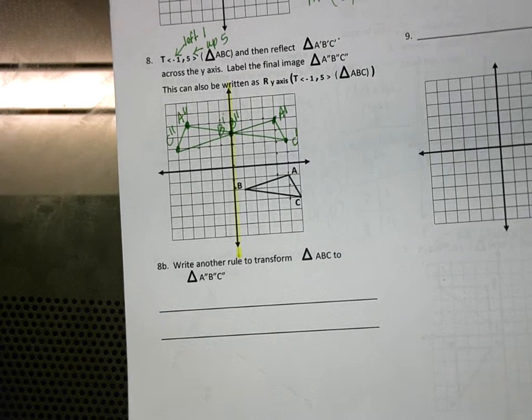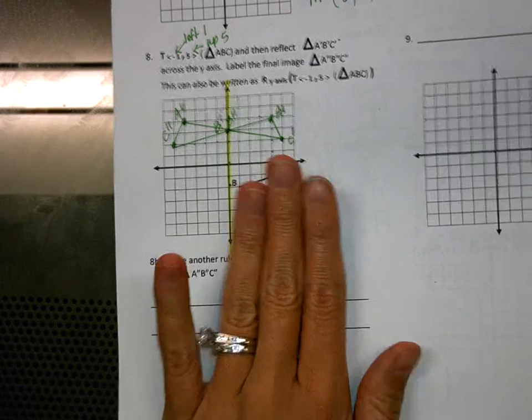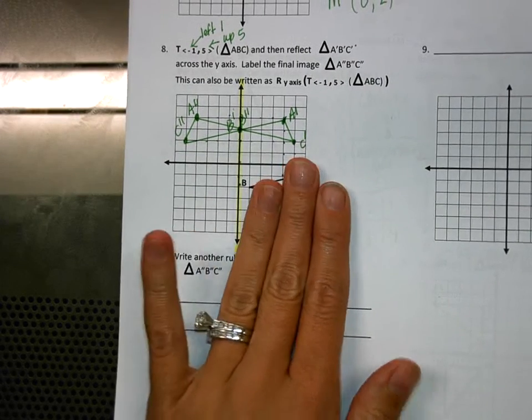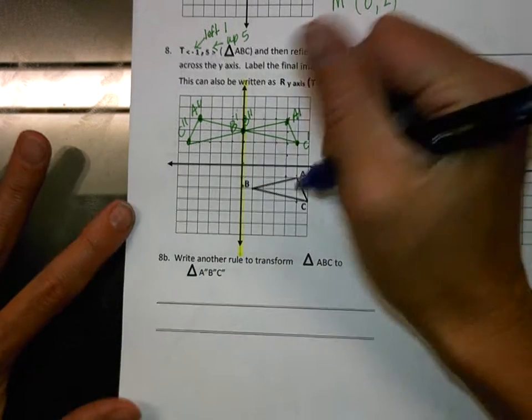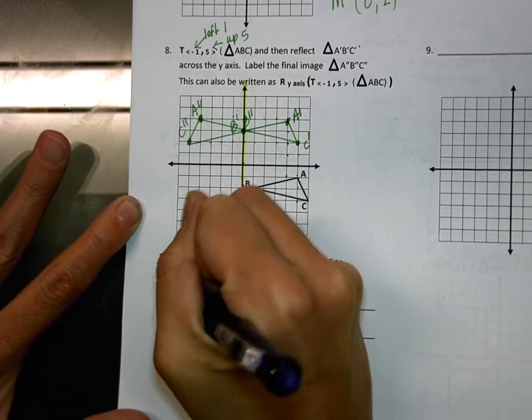So what was another way they could have done that? Hopefully you're giving this a try on your own. Another way that this could have been moved would be that you could have started first by reflecting this over the y-axis. So let's go ahead and do that. I'm going to put reflect over the y-axis as first.